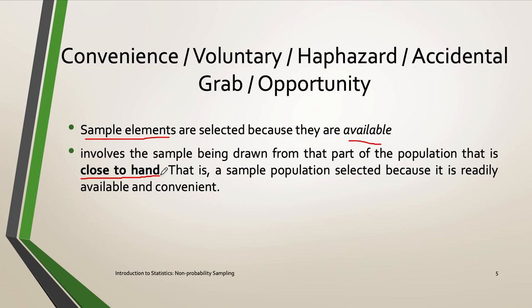You will interview them and such. That is, a sample population is selected because it is readily available and convenient for the researcher. So if he or she is convenient to you, you survey him or her, and that will be convenience sampling because you did not consider everyone. You only considered those who are convenient for you, or whoever you will see or meet that day. Accidental, for instance, voluntary. From that name, you can see how the sample is being drawn from the population. So that's the first one: convenience, accidental, voluntary, haphazard, grab, opportunity.